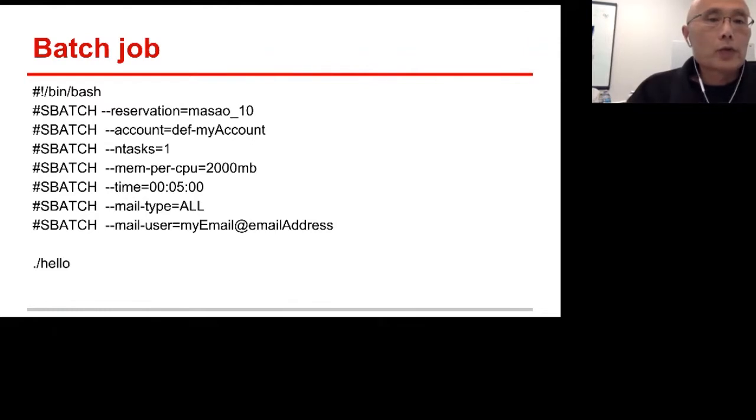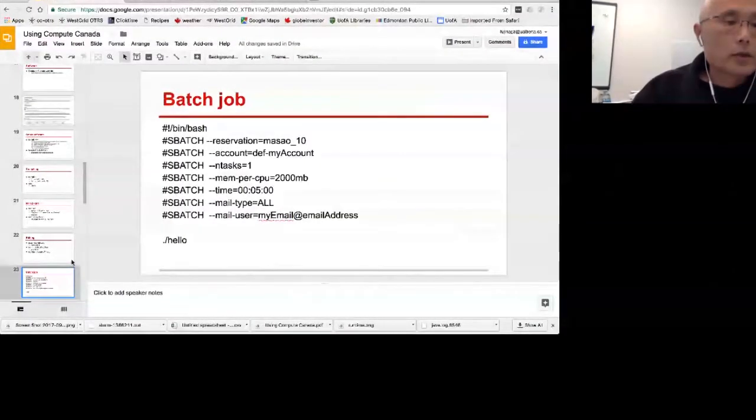The ntasks equals 1 is asking that I have one processor job to run. Mem per CPU is asking for 2,000 megabytes of memory for that. A time limit of 5 minutes. Asking for mail type equals all means you'll get mail when it starts, when it ends, when it aborts. And then your email address. And then you'll be typing in your command, which is ./hello. Okay, so I want everybody to type all this into your editor.